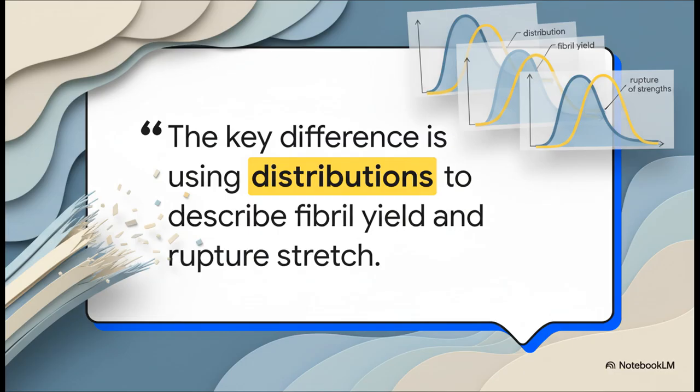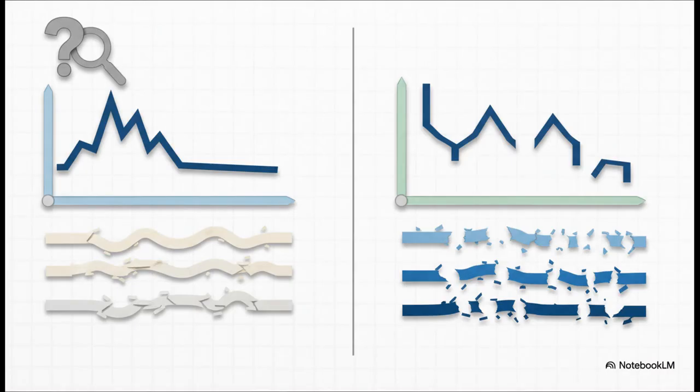And the researchers themselves put it perfectly. They said, the key difference is the use of distributions to describe the fibril yield stretch and rupture stretch. And that right there is everything. That shift in thinking, away from one single breaking point to a whole range of breaking points. That's what finally cracked the case. And once you embrace that idea of distribution and plasticity, those old mysteries just vanish.